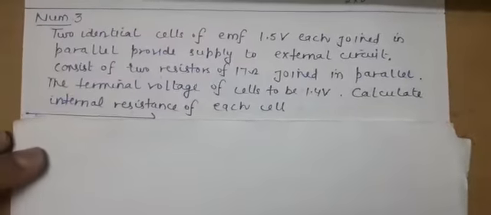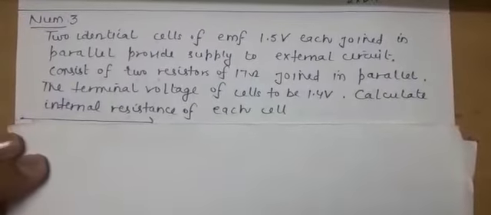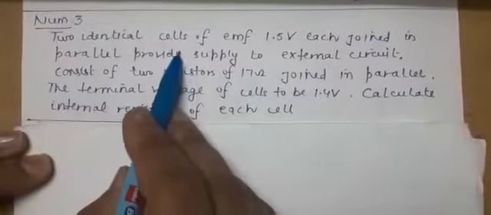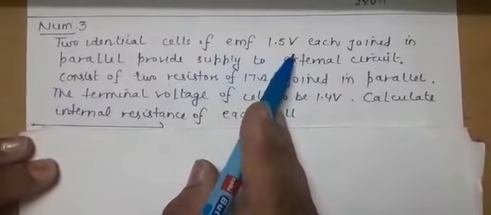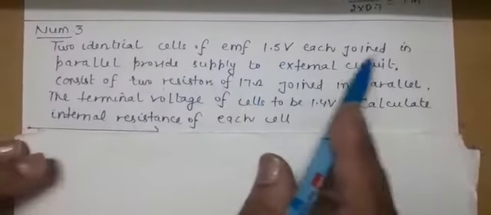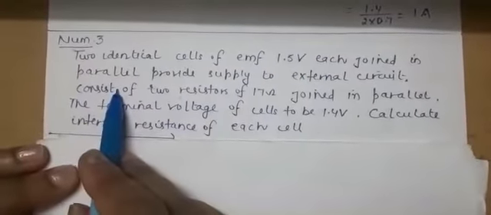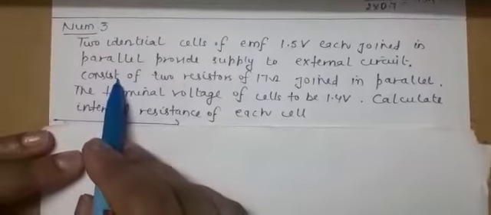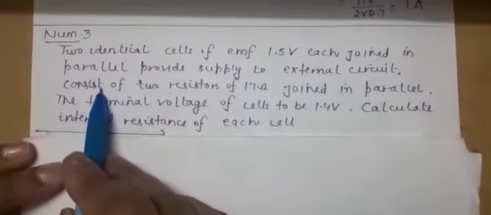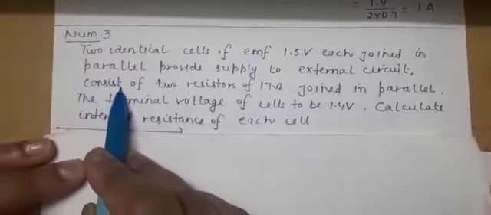Next numerical. This is also one important kind of numerical. Two identical cells of EMF 1.5 volt each joined in parallel. See, as per the statement, we will draw its circuit diagram. This will help you to understand the problem. First of all, I am reading it.